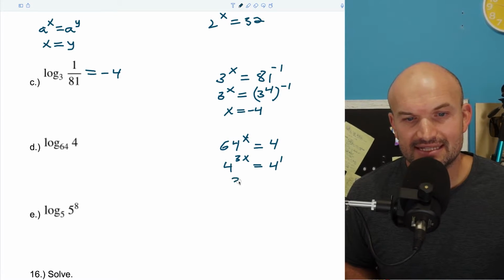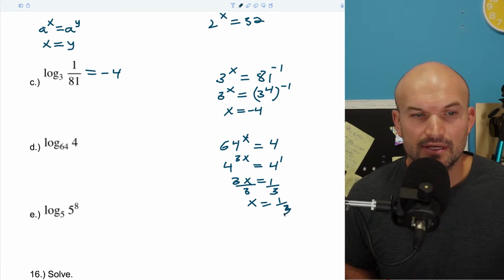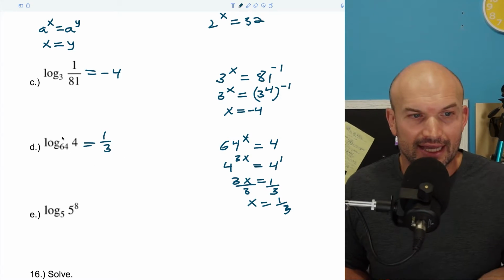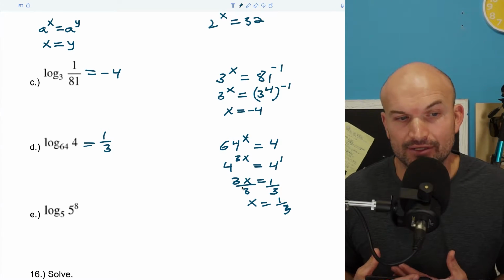Because now I can say that's going to be 3x is equal to 1, and divide by 3 on both sides, and x is equal to 1/3. So therefore, in this case, I can say that this answer is going to equal 1/3, which again is kind of like taking the cube root. Because remember, we can rewrite a rational power as a radical.